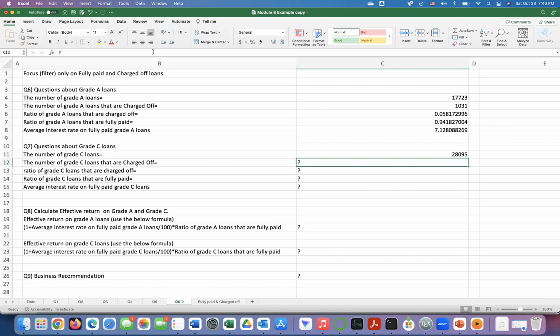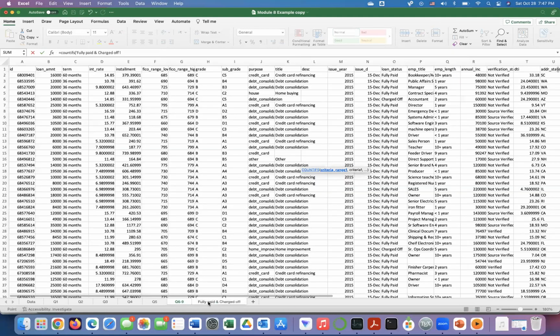Next question, the number of grade C loans that are charged off. So we have two conditions now. Equals COUNTIFS. Now, grade C loans that are charged off.